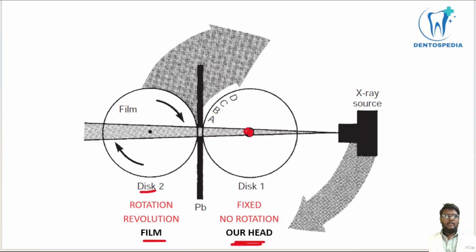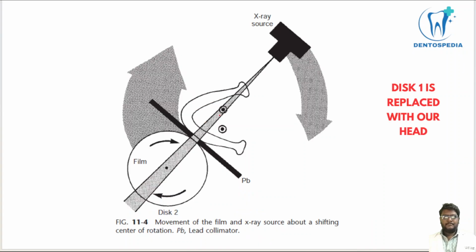Here you can see disc 1 is replaced with our head. This is a mandible, and the film and the X-ray source are rotating around the patient's head. So there is a small filter called lead filter. This is a collimator which is usually present in every radiographic device. And disc 1 is replaced with the head. So this is the principle behind the working of the orthopantomographic machine.